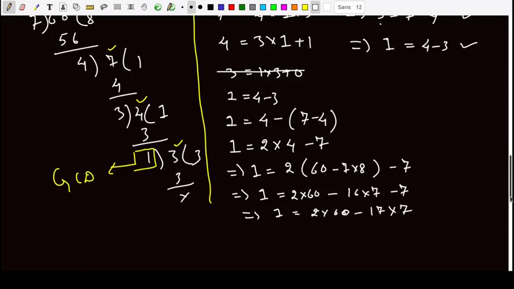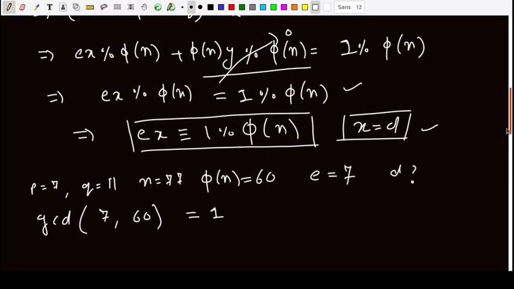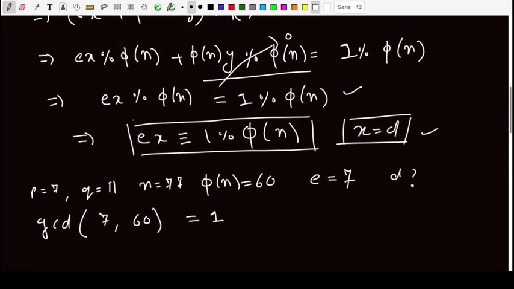Now we wanted to find the value of D. Okay, so D is what? So remember this equation, Ex is congruent to 1 modulo phi n, and whatever is the value of x, that is the value of D, the private exponent. So basically what I'm trying to say is that the coefficient of E is our private exponent.